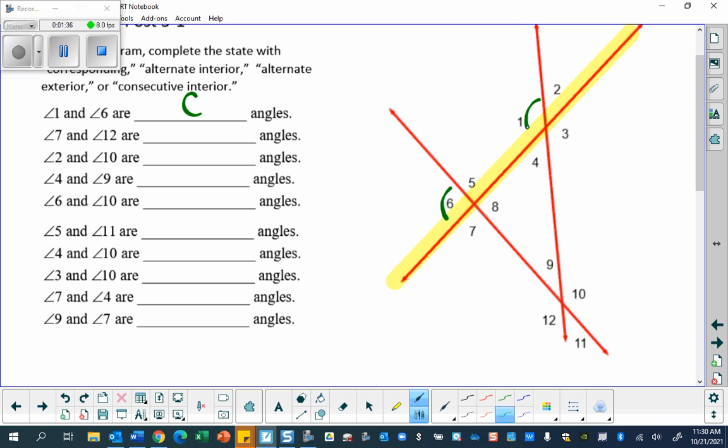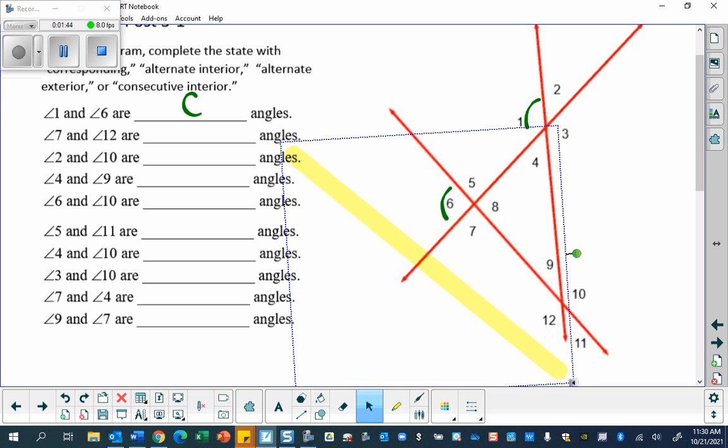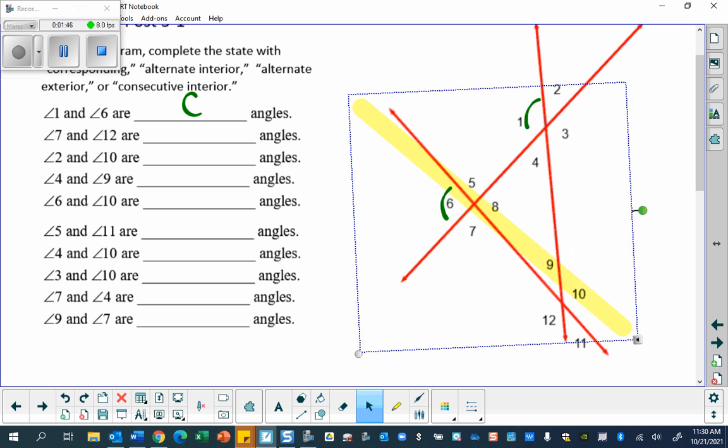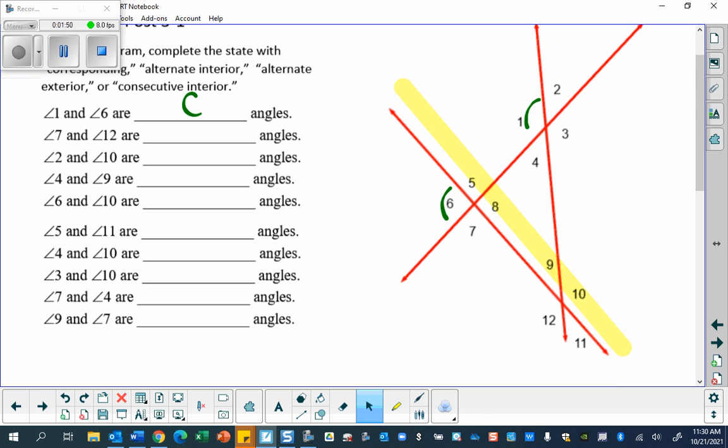So when I look at 7 and 12, it's no longer this line, but now this line that connects 7 and 12. So go ahead and slide your pencil so that it is across this line. And when I look at 7 and 12, what did you decide that they were? Those are consecutive interior angles.